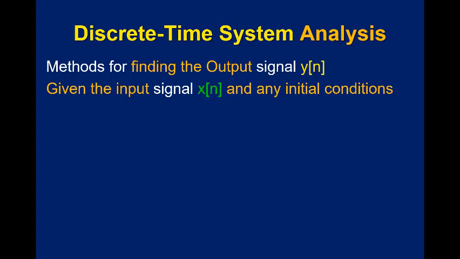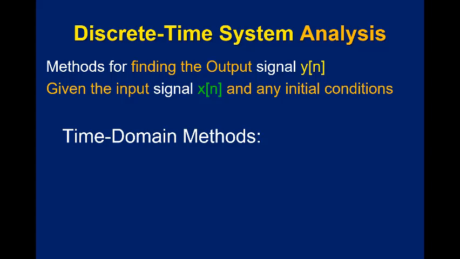You give me an input signal, x of n. You give me some initial conditions, what's happening before x of n came in. And then I've got to tell you, okay, that signal put in that system with those initial conditions is going to produce this signal. What comes out? What's y of n given that particular input, that particular system, that particular set of initial conditions?